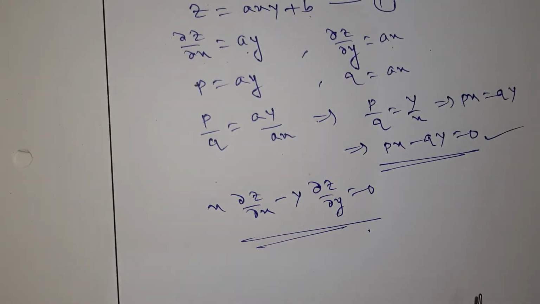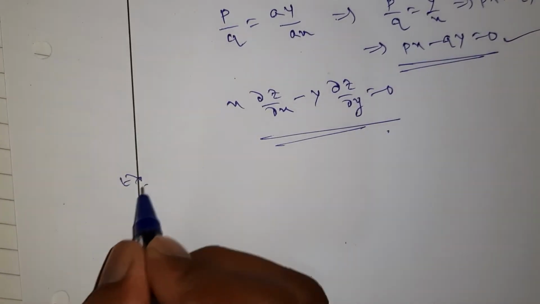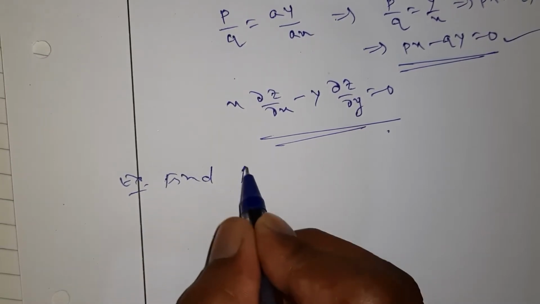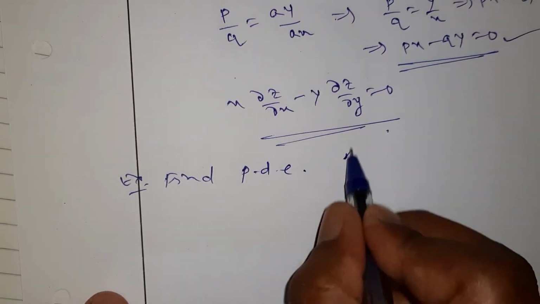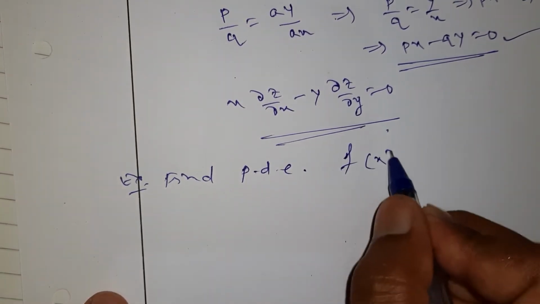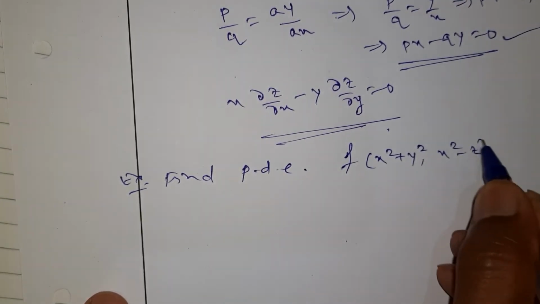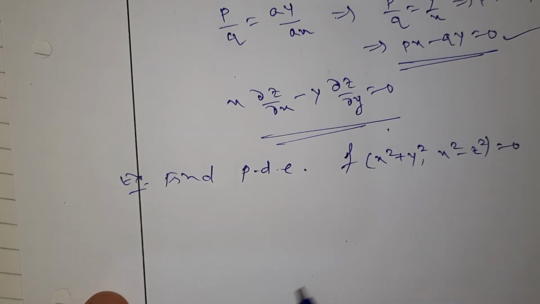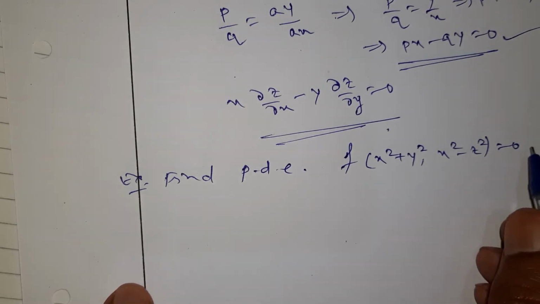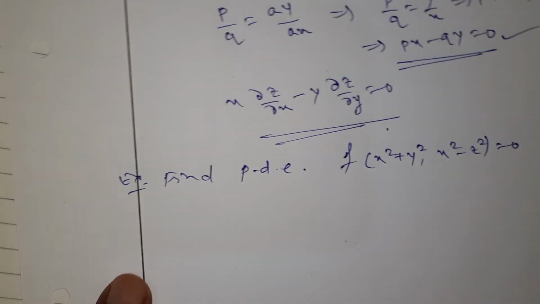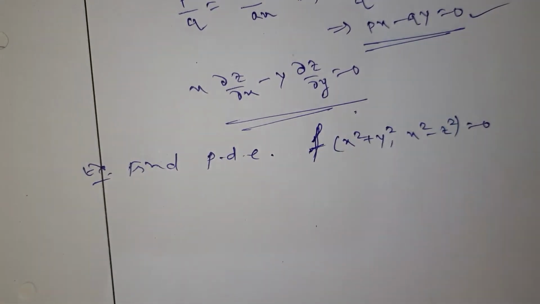Understood? Now let us solve one more problem. Find the partial differential equation, PDE, whose solution is given as f of x square plus y square, x square minus z square is equal to 0. Now if you see carefully, f is used here. You may call it capital F or whatever it may be.